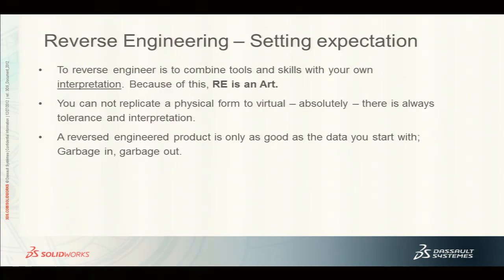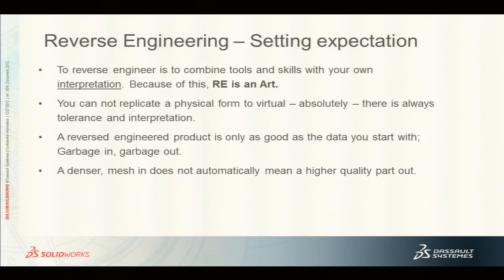And of course, you probably know this: your end product is only as good as the information you get in. If you get really crappy scans or point clouds in, you're only going to get limited information out. Garbage in, garbage out. But it also doesn't mean that a denser mesh, like a 600 megabyte point cloud file, is going to guarantee success for you, because a lot of times too much information will bog you down. So it goes both ways.